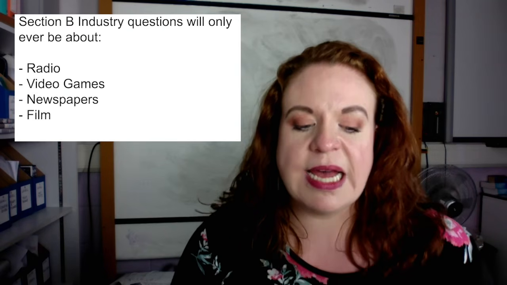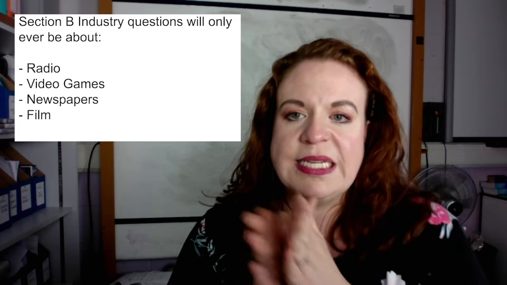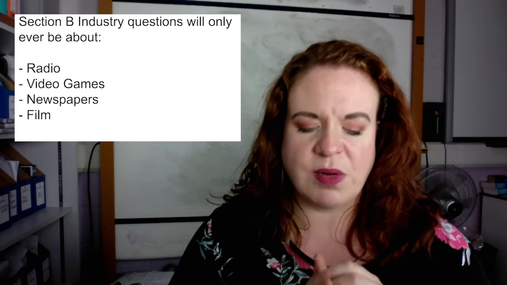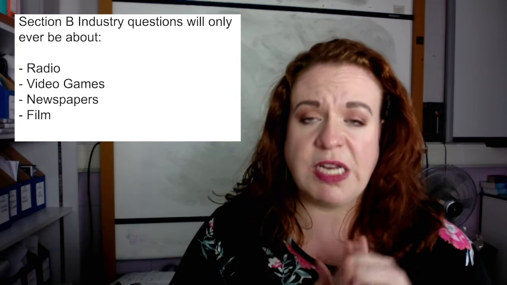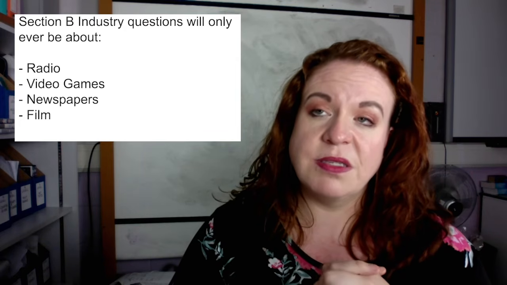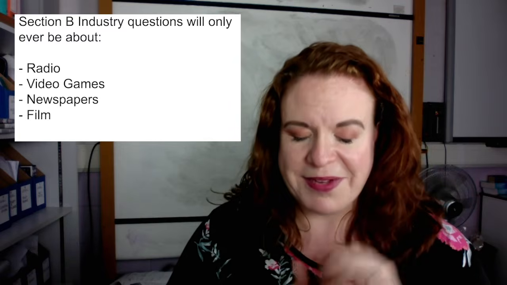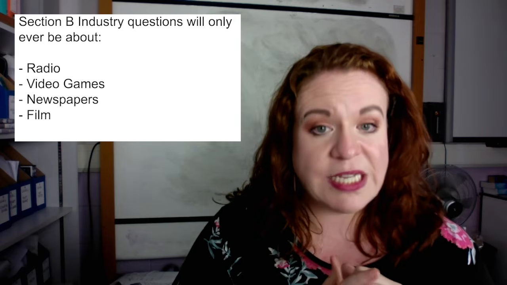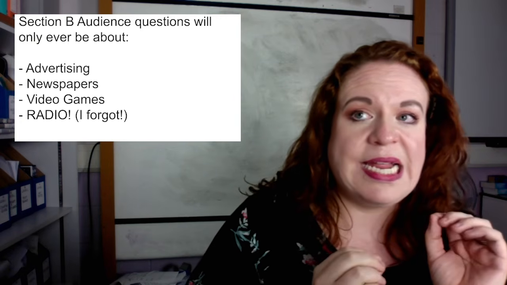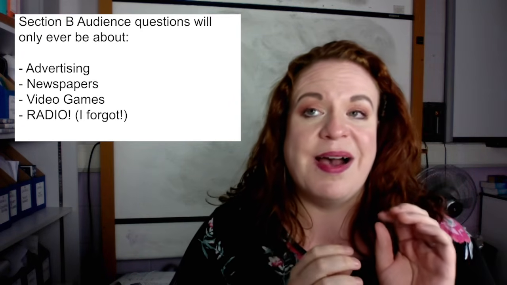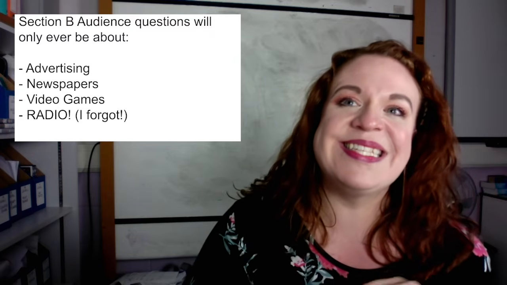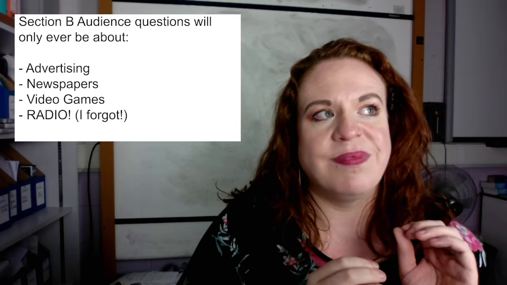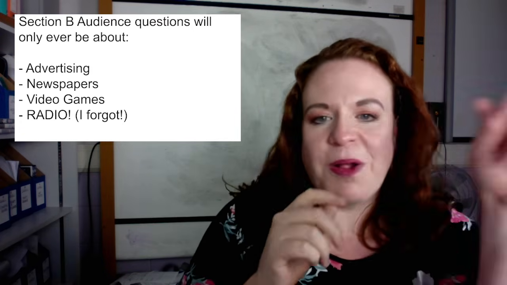It's worth noting that for audiences and industries, there are only certain things that could come up. So, for industries, for example, there's radio, video games, newspapers, film. This is what happens when I do it without a list in front of me. And for audiences, there is advertising, newspapers, and video games. I think that's right. I'll try and double check that. If it's wrong, I'll put it on the screen.